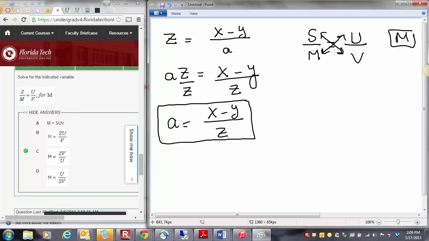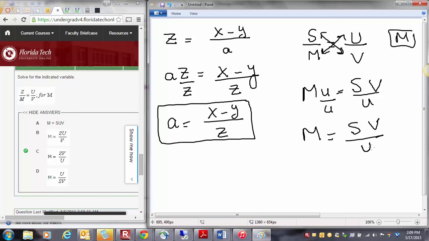So you have mu equals sv. That's what we call cross multiply. We want m, we don't want u, so let's divide both sides by u and we're done. So m equals sv over u, and we just isolated m. We're done. So m equals sv over u, final answer.